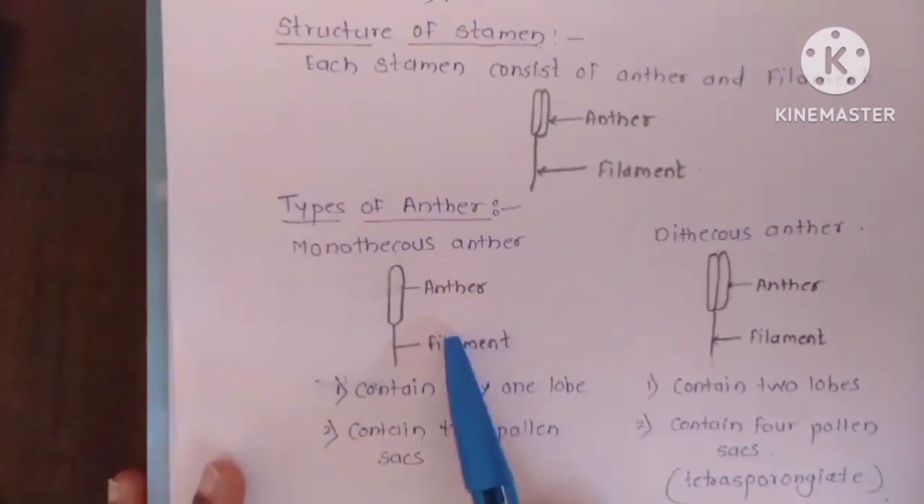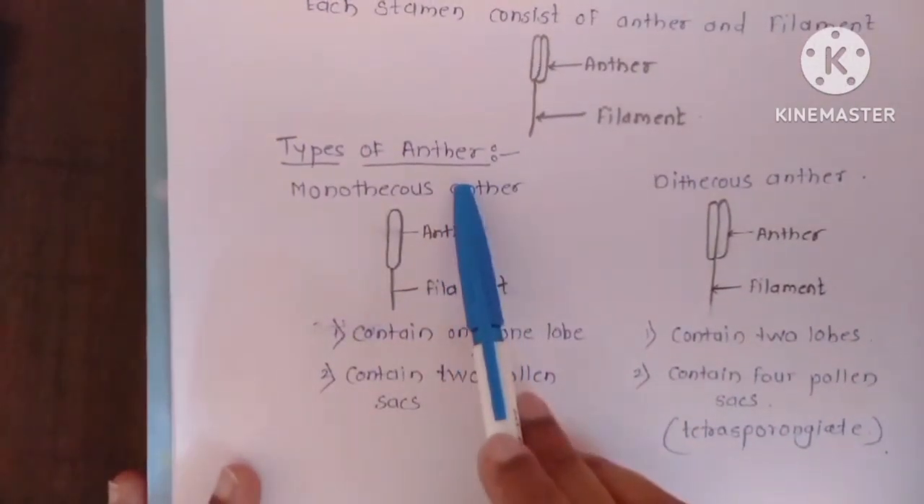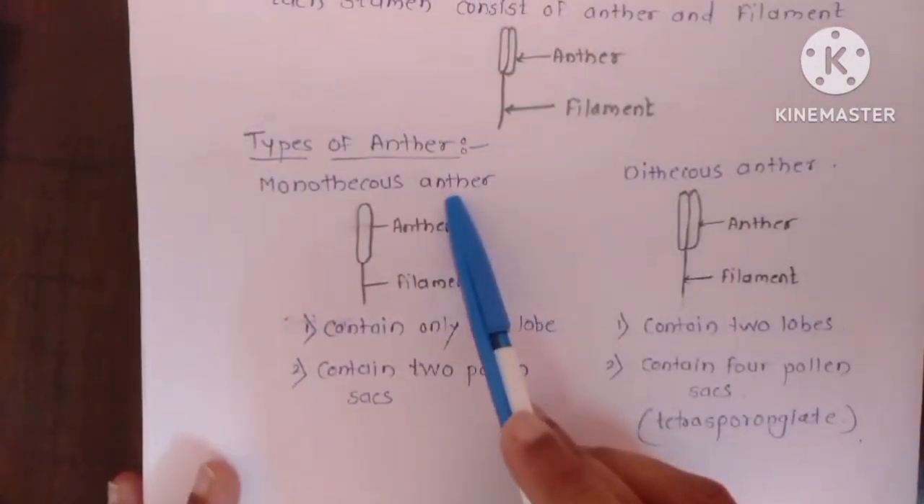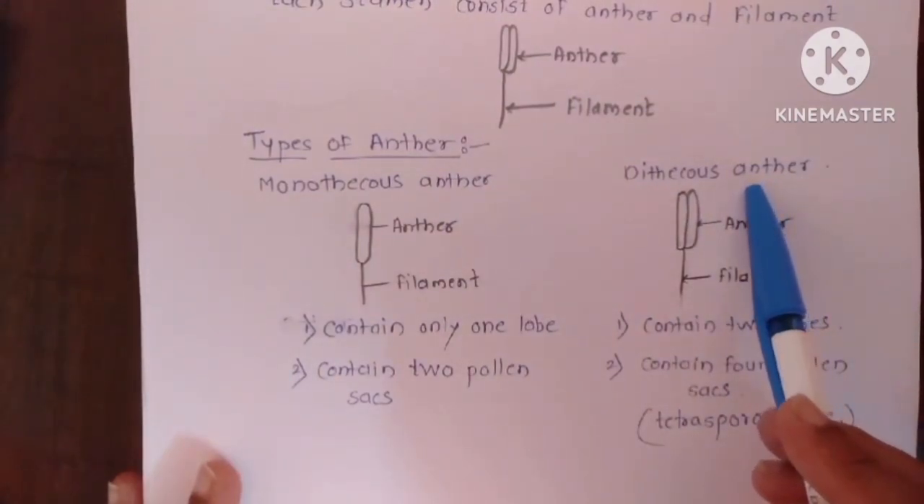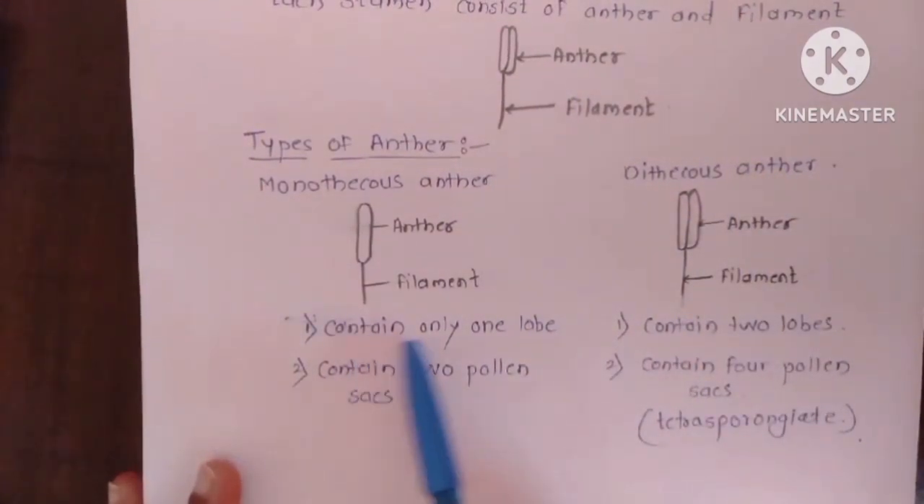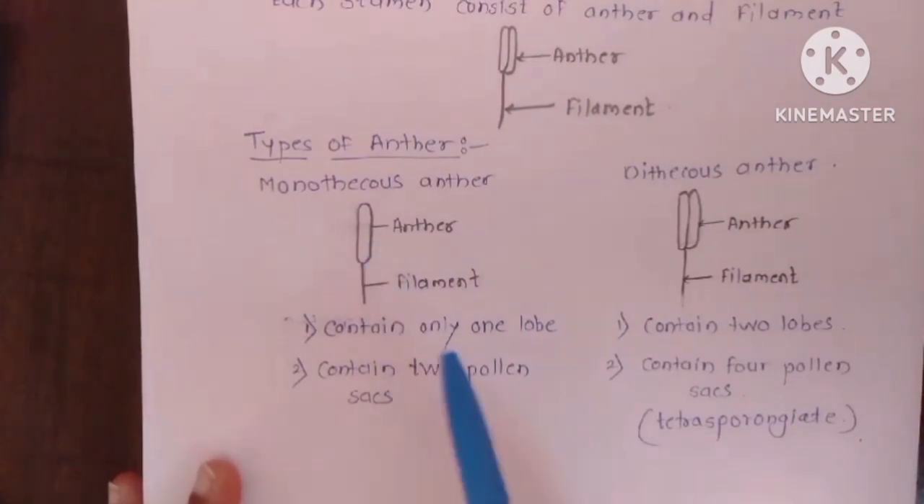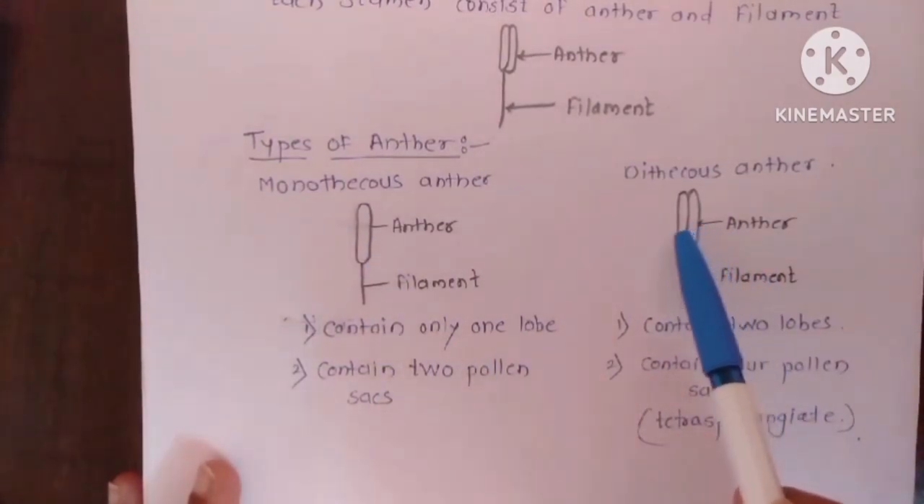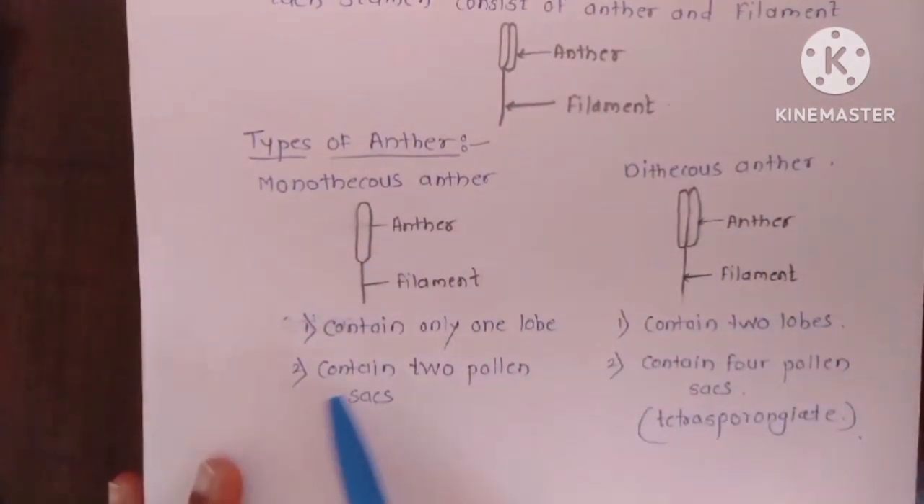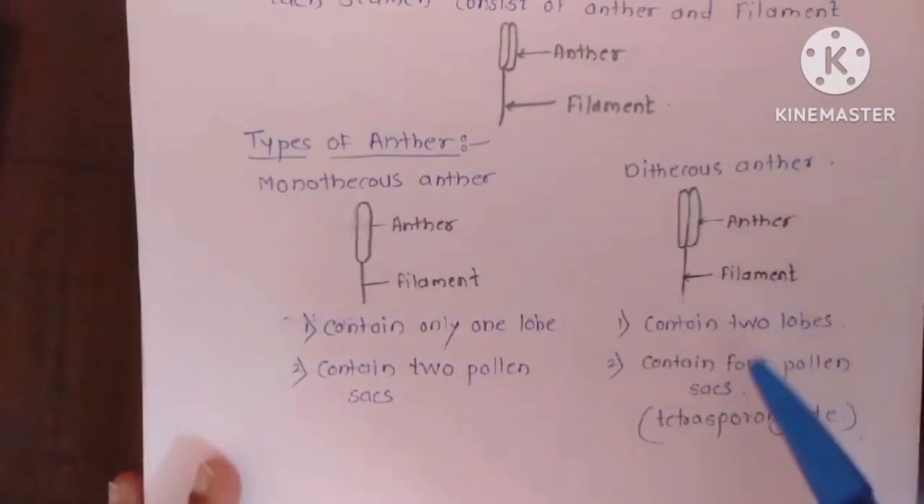Then there are mainly two types of anther: monothecous anther and dithecous anther. Monothecous anther contain only one lobe and dithecous anther contain two lobes. Monothecous anther contain two pollen sacs. Dithecous anther contains 4 pollen sacs. Therefore, dithecous anther is called as tetrasporangiate.